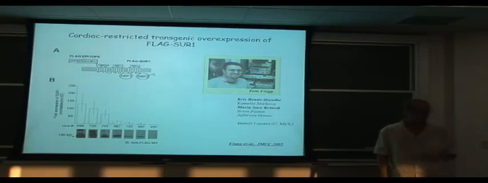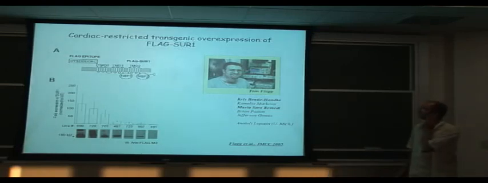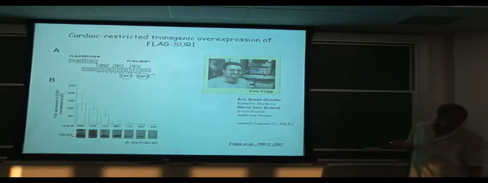So, with that in mind, Tom made a new set of transgenic animals where he now overexpressed either SUR1 or SUR2 in the heart under control of the myosin heavy chain promoter. I begged him to put a His tag on it, but he insisted on putting a FLAG tag on it. He put a FLAG tag on it.